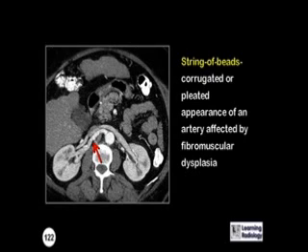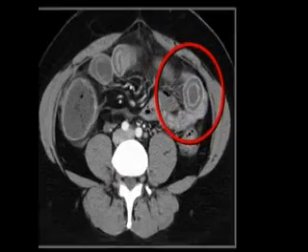This is the string of beads, which is the corrugated or pleated appearance of an artery affected by fibromuscular dysplasia. What is the name of this sign?